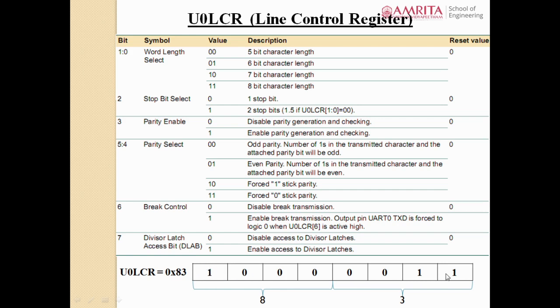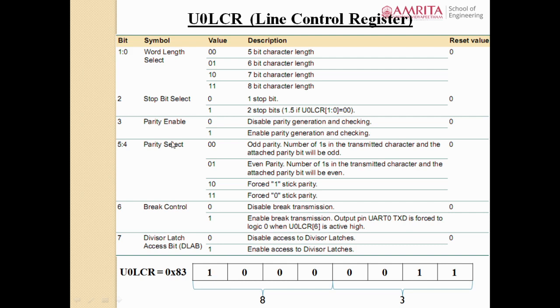This bit alone we will see in the next slide, what is the importance of this bit. All the other bits I have configured now. So what value for time being you can write it as 1. You are enabling access to divisor latches. What is meant by this divisor latches and why you are enabling divisor latches? I will explain in the forthcoming slide. Now you assume that this divisor latch is 1, or I am enabling the divisor latches.